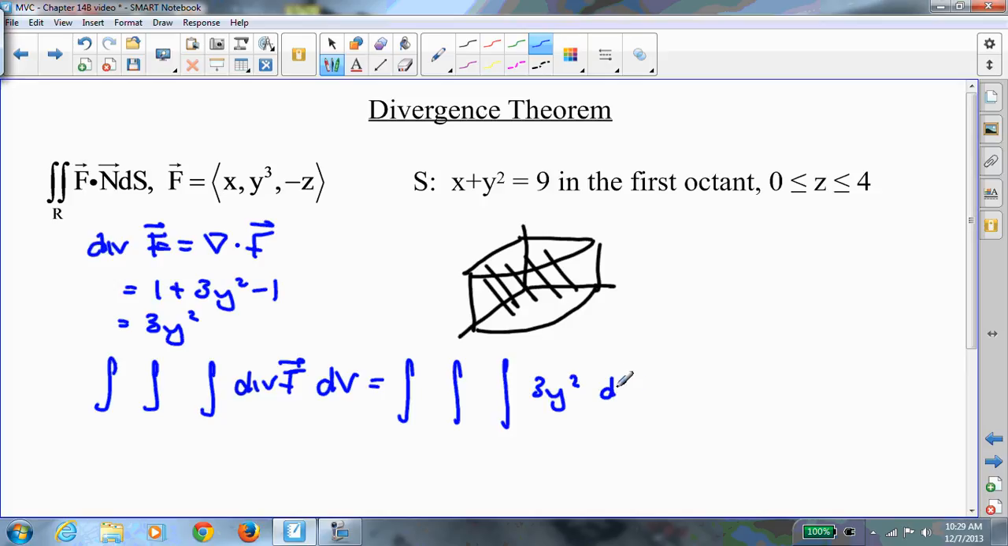Let's go ahead and do dz, dy, dx for this one. So z goes from 0 to 4. I wanted to do x because x goes from 0 to 9 minus y squared. So that just kind of worked out nicely. And then y goes from 0 to 3. Oh, z goes from 0 to 4. Okay, so that is the divergence theorem.